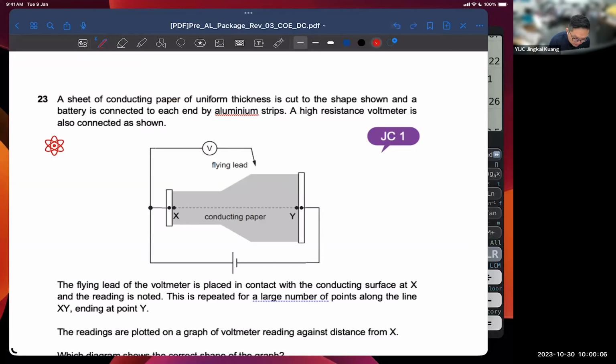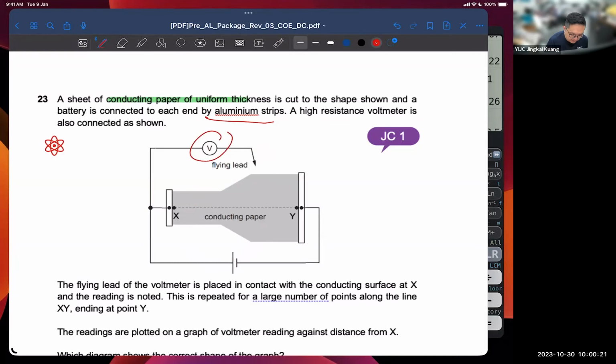Sorry, cut to the shape. Okay, so this paper is conducting. All right, so this paper here, conducting, then connected by aluminum strips. Then a high resistance voltmeter is connected as shown. So this is the voltmeter over here.